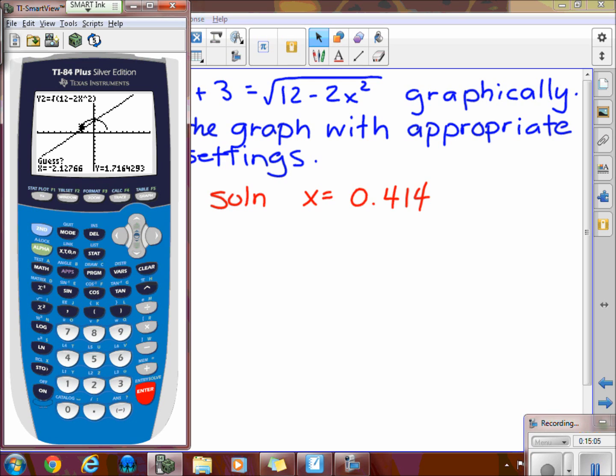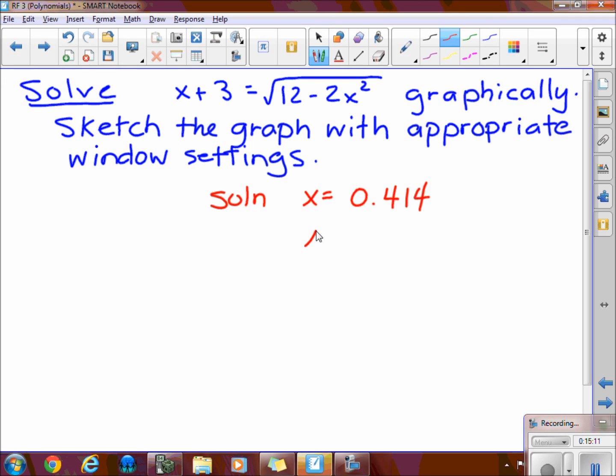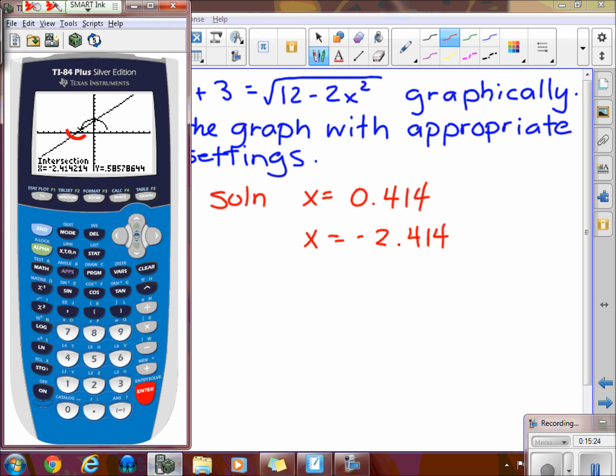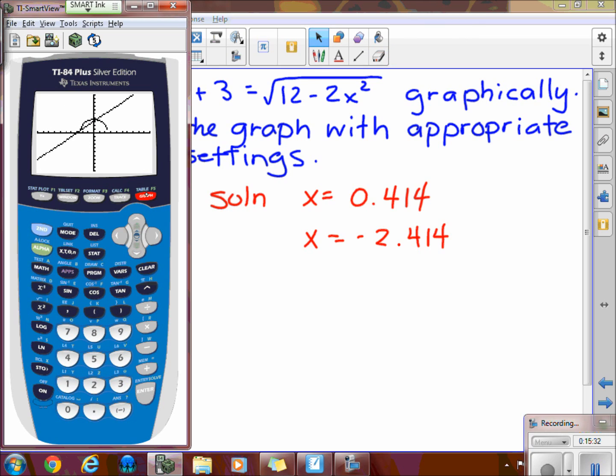And again, we'll round to 3 decimal places, and we see the other answer is x equals negative 2.414. We could verify it to make sure that both the left side and the right side equal each other, but we know from our graph that we could see that those are indeed intersection points. So the verification here to find an extraneous root is not needed because we can see that they are actually intersection points and neither answer is extraneous.